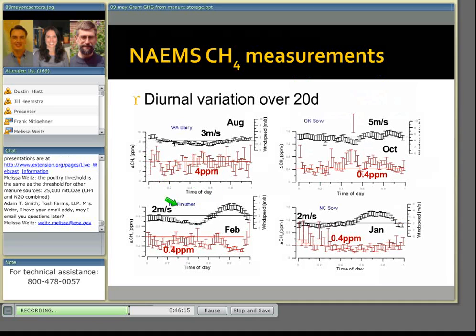And we can look at the same thing for sow operations in North Carolina and Oklahoma, or a finisher operation in North Carolina. And if you compare the concentrations and the wind speeds, you can see that the emission, for instance, from this dairy is at least about 10 times greater than the emissions from, say, the sow operation in Oklahoma. That sow operation is probably about twice as strong in its emissions of methane as, say, the sow operation in North Carolina, partly as a result of the operations of the farms, partially as a result of the number of animals involved, and partially climate.